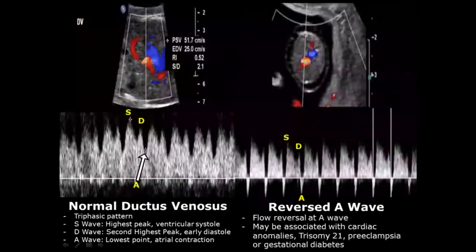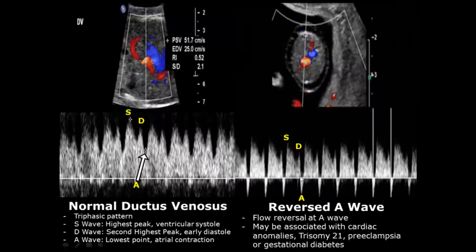Here we have another case of reversed A wave. The A wave is below the baseline, which indicates flow reversal. Now this can be associated with cardiac anomalies, trisomy 21, that is Down syndrome, preeclampsia, or gestational diabetes.